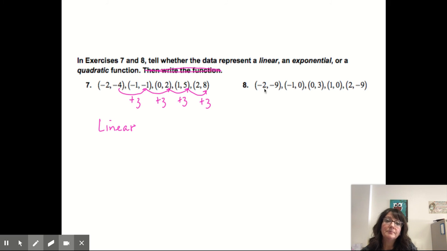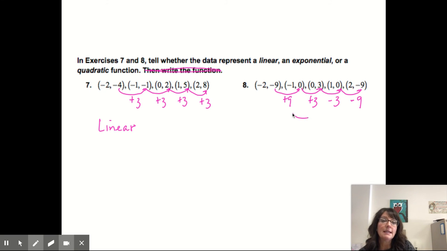So let's check number 8. -2 to 1 for the x terms is +1, +1, +1, +1. Okay, so how about -9 to 0? That's +9. 0 to 3 is +3. Uh-oh. 3 to 0 is -3. And 0 to -9 is -9. So could I multiply something? To get 0, I would have to be multiplying -9 times 0, but then 0 times 0 is not 3, so there's no common ratio.